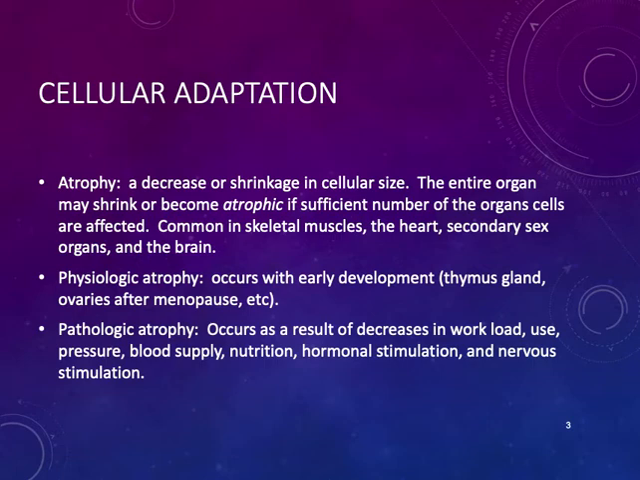Anyways, getting back on track, pathologic atrophy would be where there's a decrease in the workload. Going back to the muscle, if there's a lack of innervation there, there's going to be a decrease in the work of the muscle. So then it starts to atrophy.